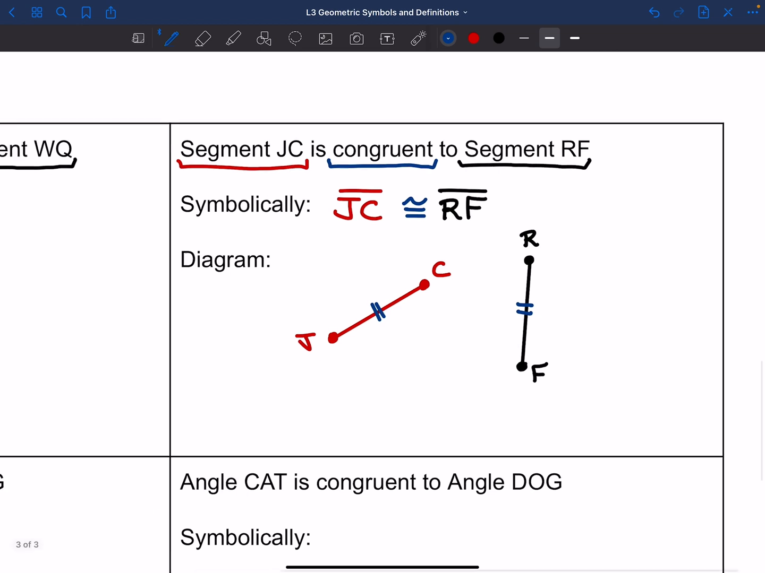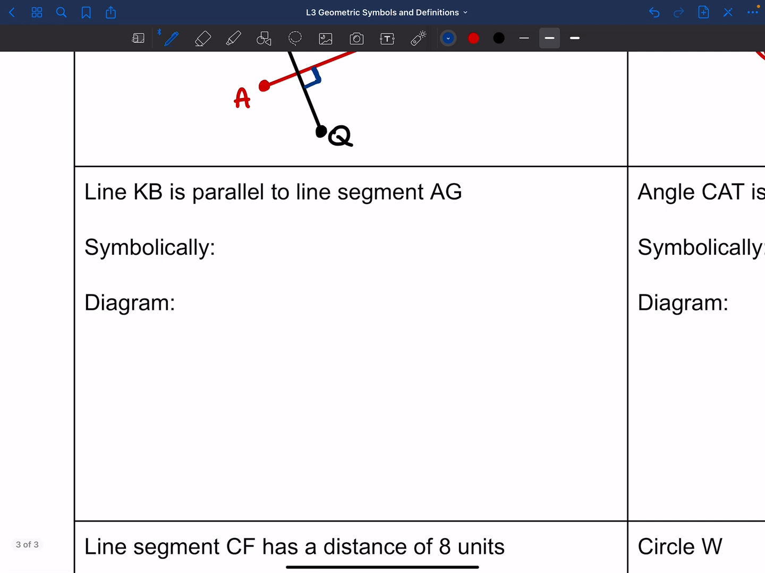What I might like you to do is try pausing here, give this a go. See if you can do line KB is parallel to line segment AG. If you need to flip back and forth, that's okay. If you even just get the symbolic part, also fine. But pause here, try it out. Hopefully you gave that a go. I'm going to run through it.